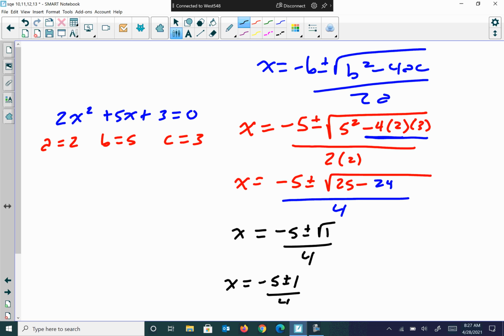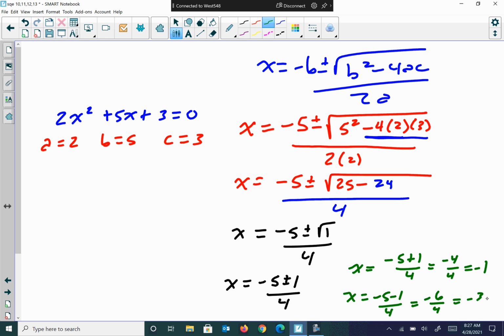And this gives me 2 answers. The first answer is negative 5 plus 1 over 4, which is going to give me negative 4 over 4, which gives me negative 1. And my second answer is going to be negative 5 minus 1 over 4, which gives me negative 6 over 4, which reduces to negative 3 over 2. These are my 2 answers.